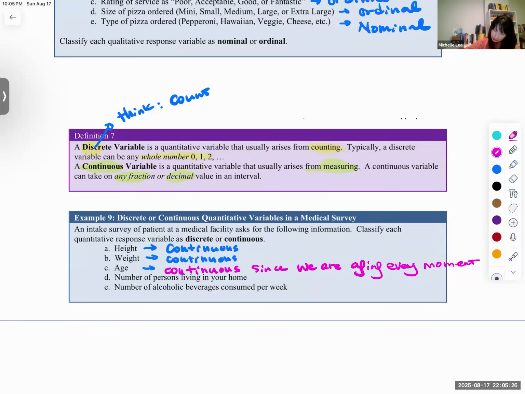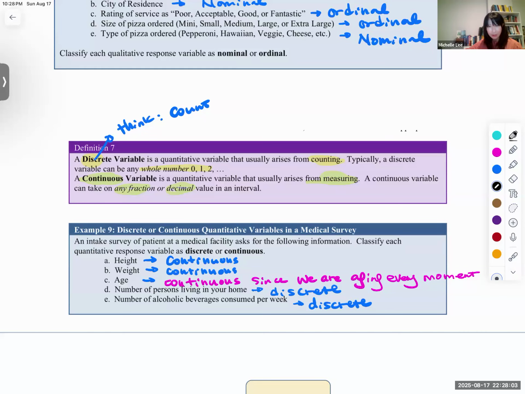How about number of persons living in your home? We can count, we cannot chop. This is really scary, right? So 1, 2, 3. So that is discrete. Number of alcoholic beverages consumed per week. We count, so discrete. Make sense? Okay, so we understand everything, right?